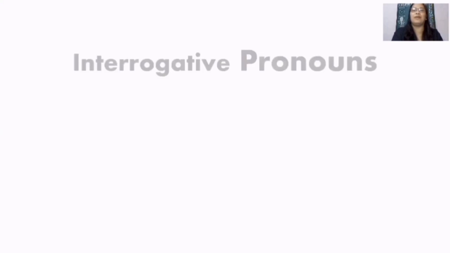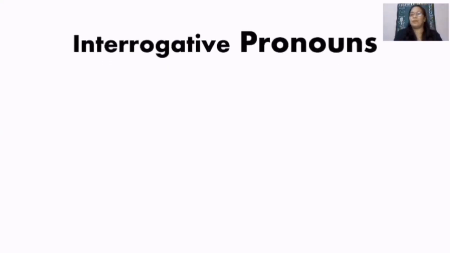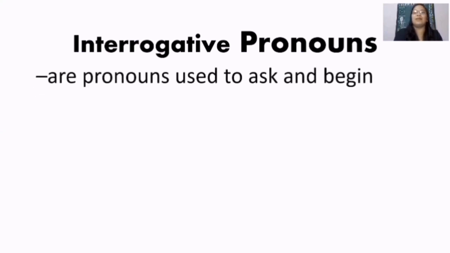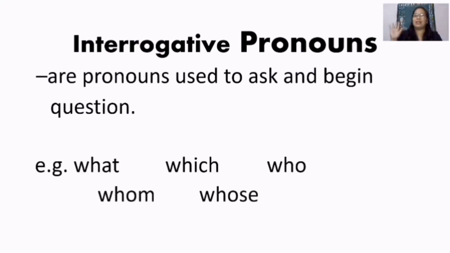Next kind of pronoun is interrogative pronouns, from the root word interrogate. When we say interrogate, it means to ask questions. So interrogative pronouns are pronouns used to ask and begin questions. Is it clear? We have 5 interrogative pronouns. We have what, which, who, whom, and whose.